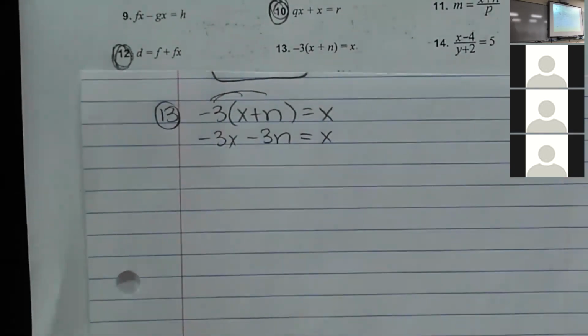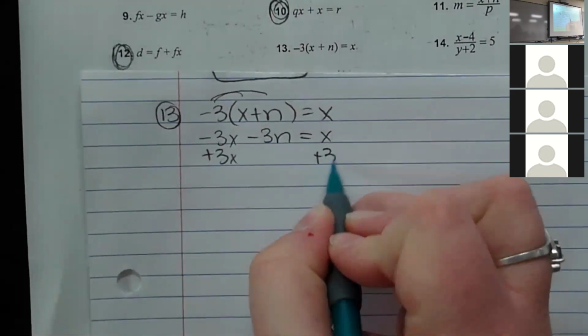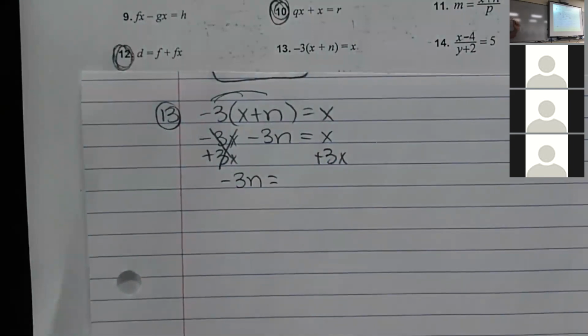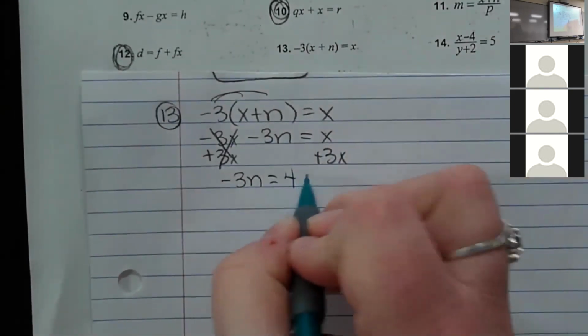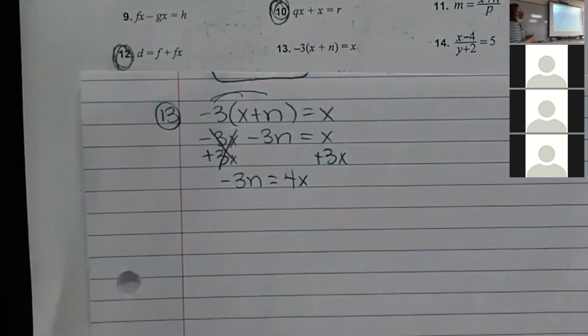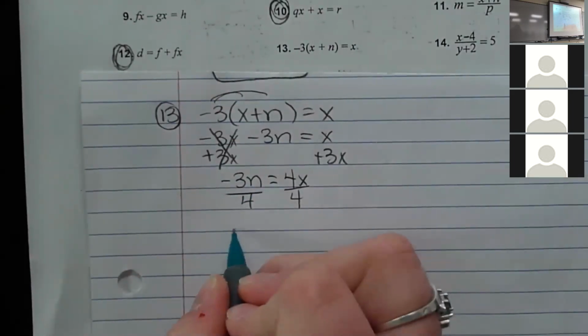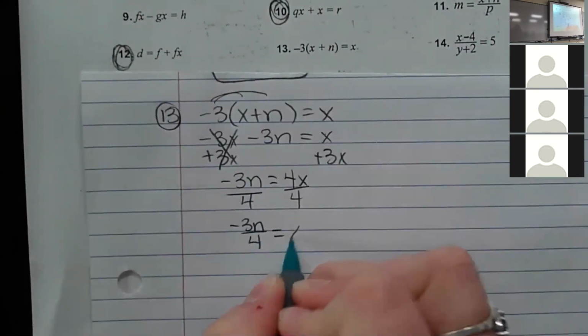Equals x. Okay, I want to bring all my x's to one side. How can I bring that negative 3x over to that side? Add it. Plus 3x, plus 3x. Those are gone. Negative 3n equals, what's x plus 3x? 4x. Yep, because you have 1 here and 3 here. X is still not by itself. How do I get rid of that 4? Divide by 4. And then just leave it as an ugly fraction. So negative 3n over 4 equals x.